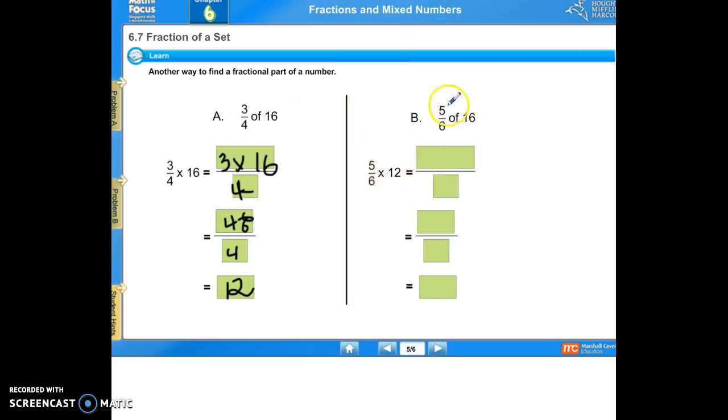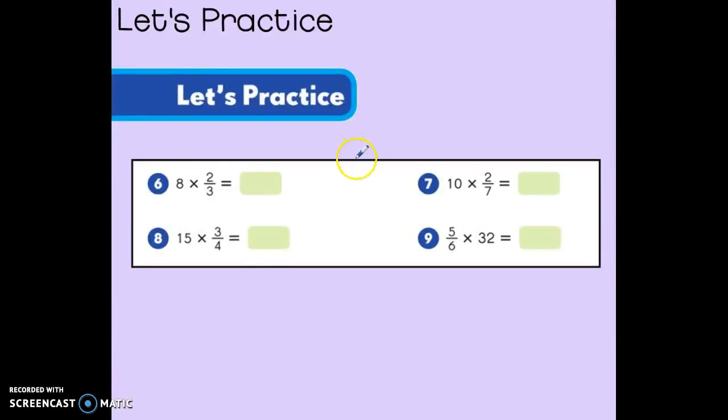Let's do another one of these. 5/6 of 12. So I'm really doing 5 times 12, and I'm dividing by 6. Well, 12 groups of 5 is 60 divided by 6 still. 60 divided by 6 is 10, so 5/6 of 12 is 10. This is how I'm doing it as a multiplication problem. We'll do a few more as an example.